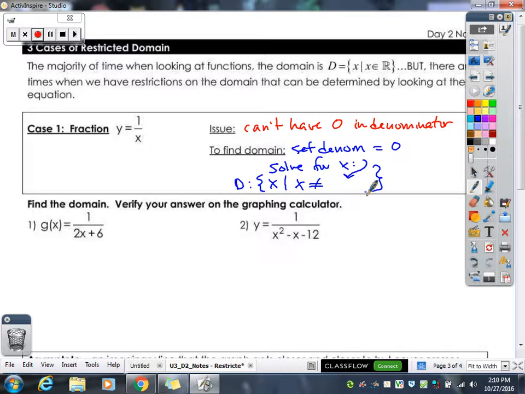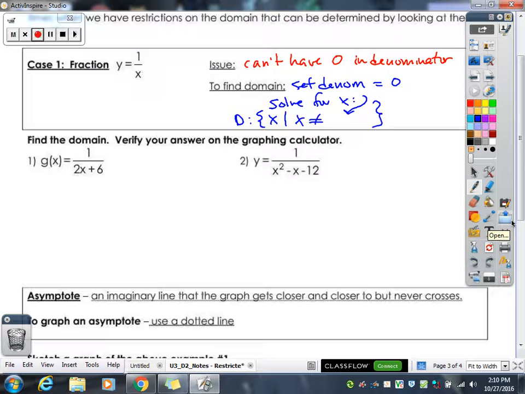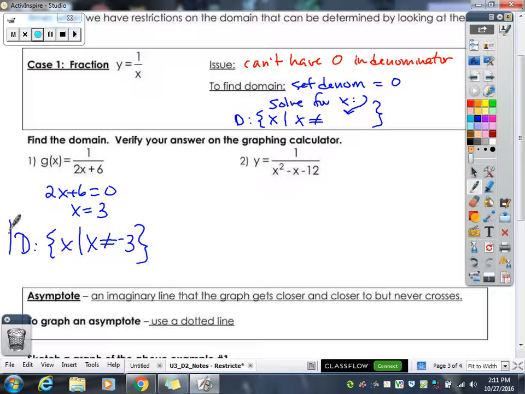We have 2 examples here. G of x is equal to 1 over 2x plus 6. It says to find the domain, and then we'll verify our answer using the graphing calculator. The denominator is 2x plus 6. 2x plus 6 is equal to 0. Solve for x. X is equal to negative 3. We label the domain with a capital D. X can be anything as long as x is not equal to negative 3. And that's how we write the domain of a function that is a fraction.